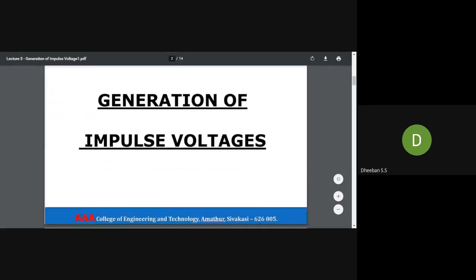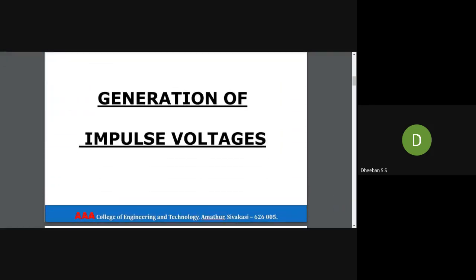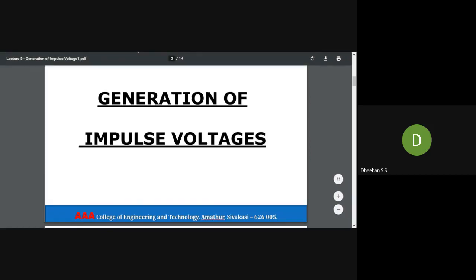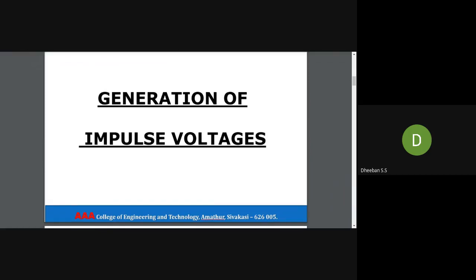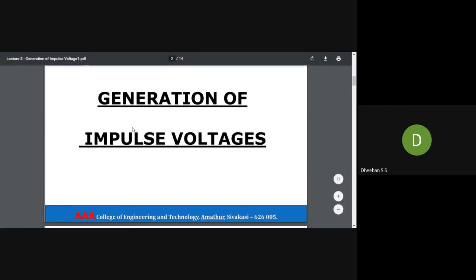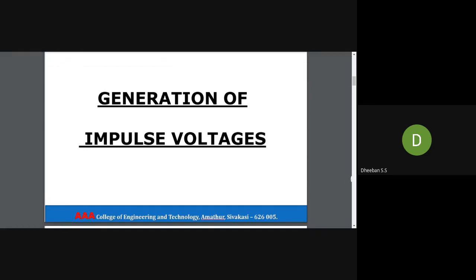Moving on. As I said, first you have to know what you mean by impulse voltage. Impulse voltage is something you might have already studied in your power system transients. It is nothing but the sudden spike in the voltage for a particular time period. Here, in DSP and elsewhere, you might have studied the impulse signal.